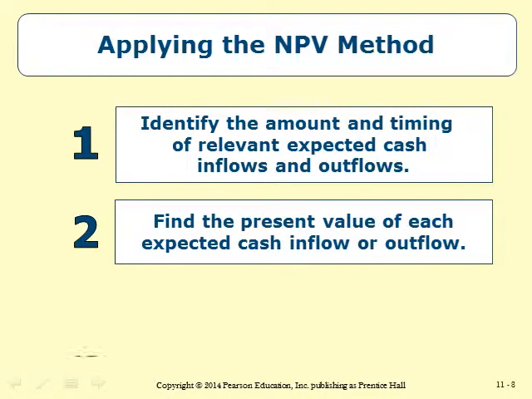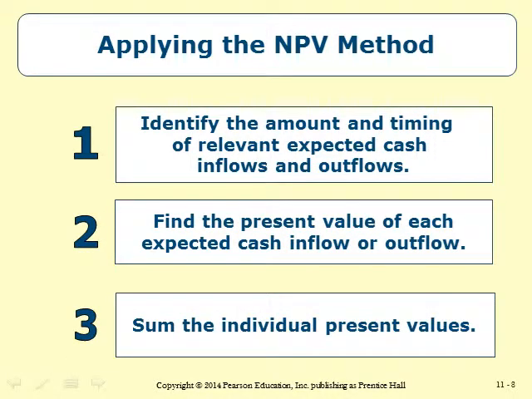So to apply the net present value method, you can use the following three steps. Identify the amount and timing of relevant expected cash inflows and outflows. Find the present value of each expected inflow or outflow, and then sum the individual present values. So let's walk through an example.